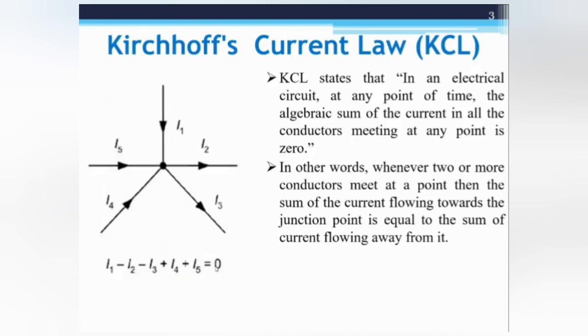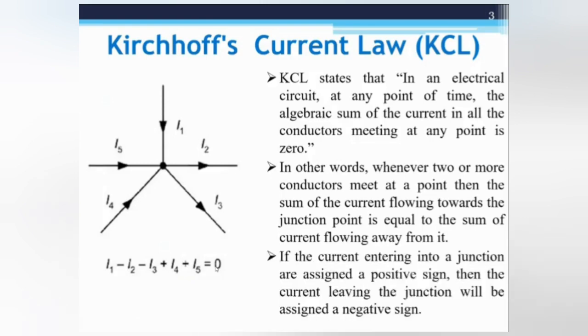So in other words, whenever two or more conductors meet at a point, then the sum of the current flowing towards the junction point is equal to the sum of the current flowing away from it. Right.